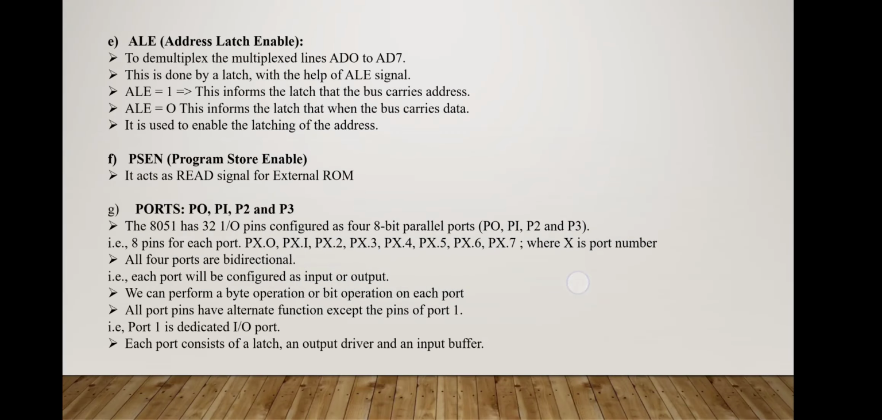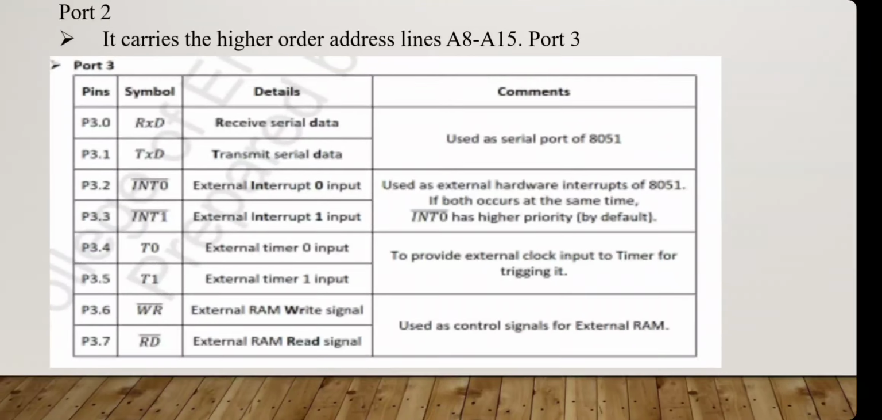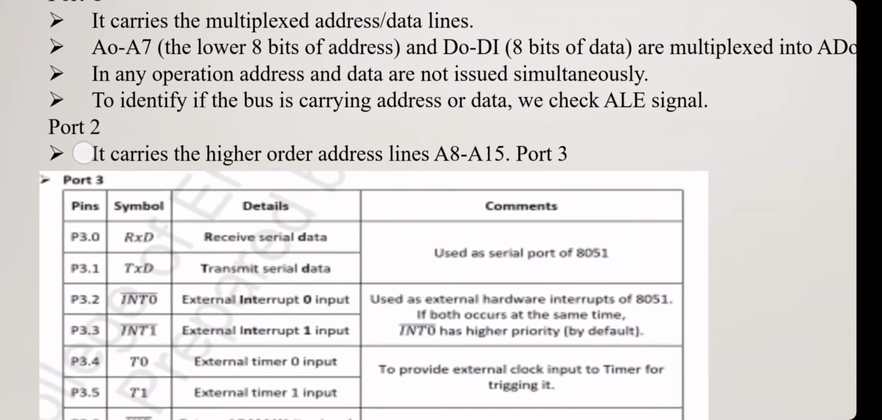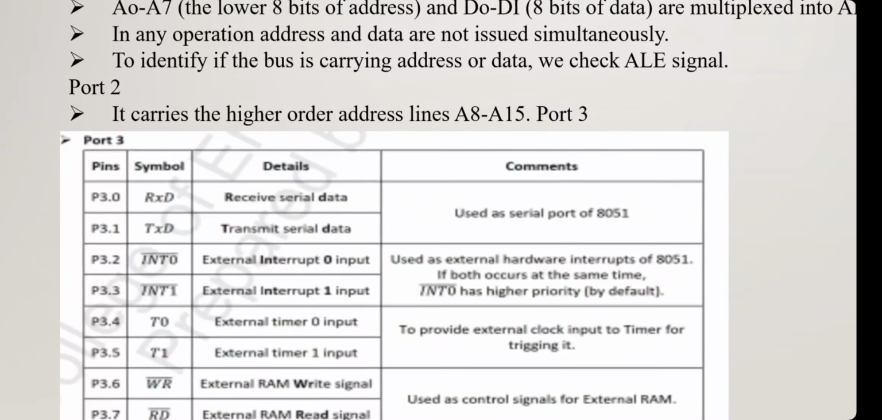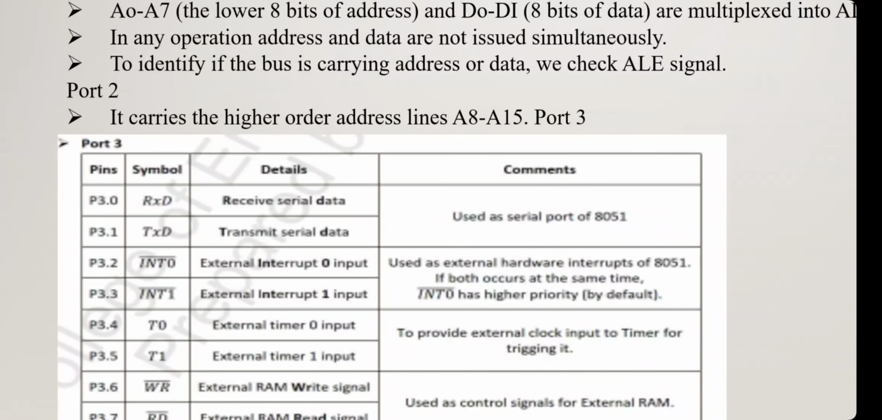So we can study each one, one by one. P3.0 is used to receive serial data, that is RxD, and P3.1 is used to transmit serial data, TxD. So it is used as the serial port of the 8051. Then P3.2 and P3.3 are used as interrupt pins, that is INT0 and INT1. INT0 is external interrupt 0 input, and INT1 is external interrupt 1 input, used as external hardware interrupts of the 8051.